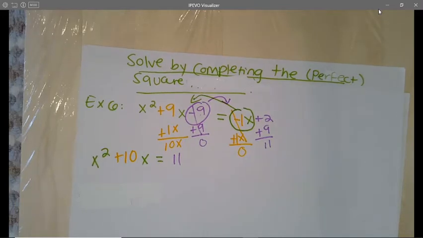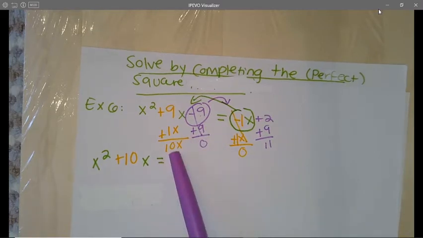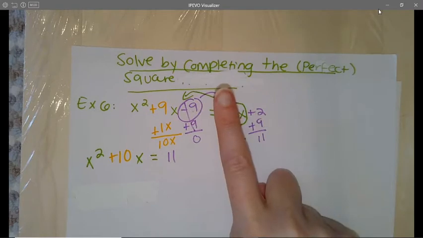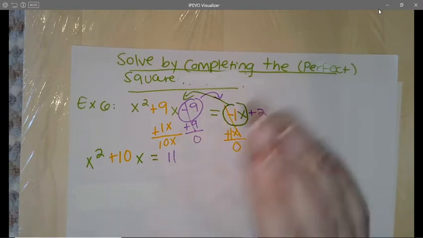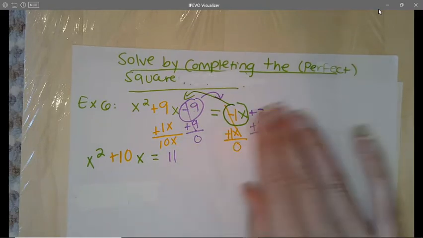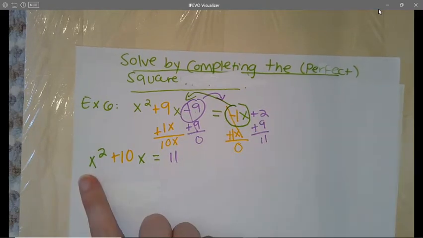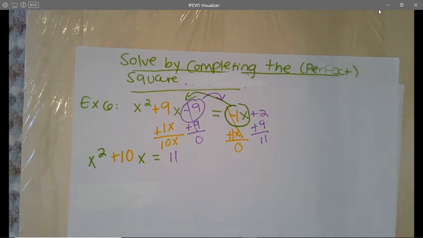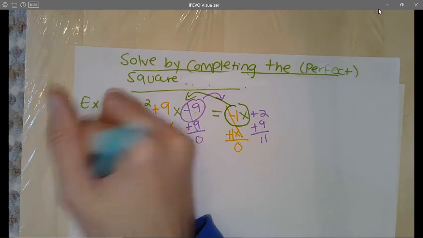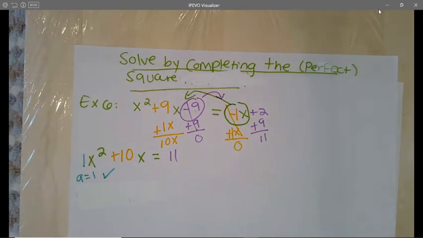Okay, after this, you guys, it is very important. Your a value at this step must be 1. If it is not 1 and you try to solve by completing the square, it will not work out. Okay, which if you guys see here, look at that. My a value is already a 1 because I don't see anything. So I'm good to go. So my a value is 1, which means I'm good to go.